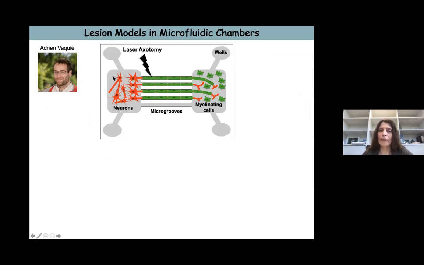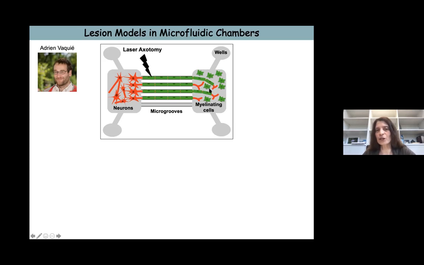So we use a classical microfluidic chamber with two chambers that are connected by microgrooves. And in one chamber, we plate a primary neuron. We mostly use DRG neurons because they have long axons. These neurons have big cell bodies, so they remain in this chamber, but their axons grow through microgrooves and invade the second chamber.